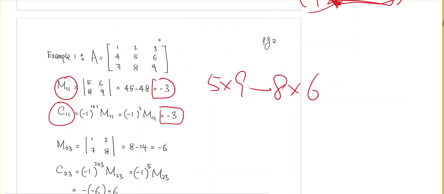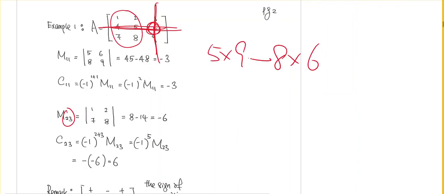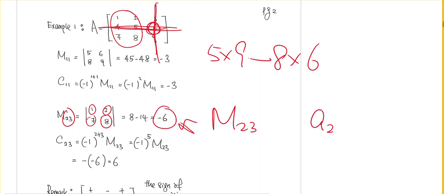Okay, let's look at another example. Let's say you are looking at the minor of the entry A23. So second row and third column, you're looking at these terms. For the minor, you will have to throw away this row and this column, and then look at the determinant of this smaller submatrix, as you can see, 1, 2, 7, and 8. If you compute the determinant, which is this multiplied by this, subtract away the product of these two, you get -6. That's the minor of the entry at position A23.